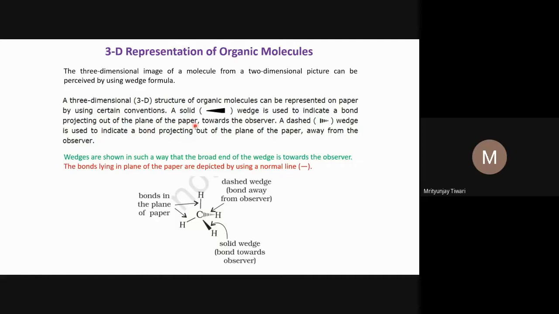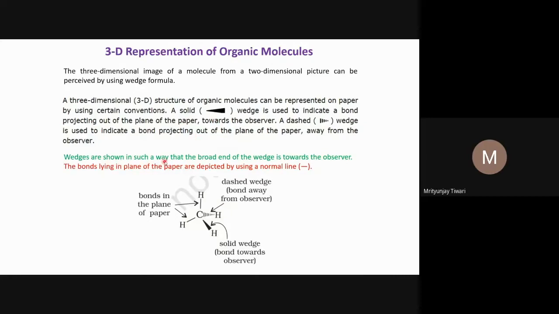Out of the plane of the paper means towards the observer, and a dashed wedge is used to indicate a bond projecting out of the plane. This is also out of the plane but away from the observer. So the dashed wedge will be away from the observer but out of the plane. A solid wedge will also be out of the plane, but that is towards the observer.